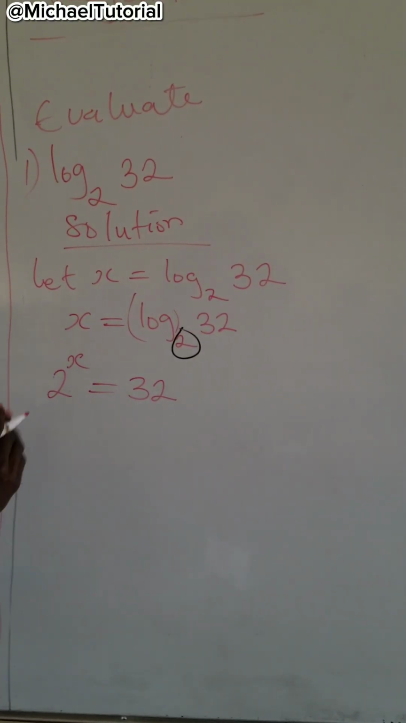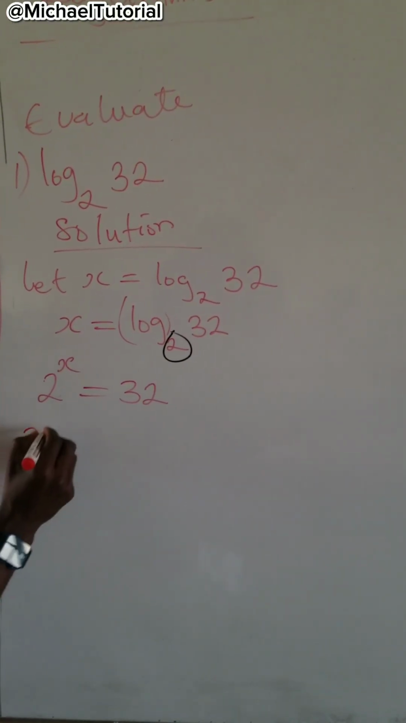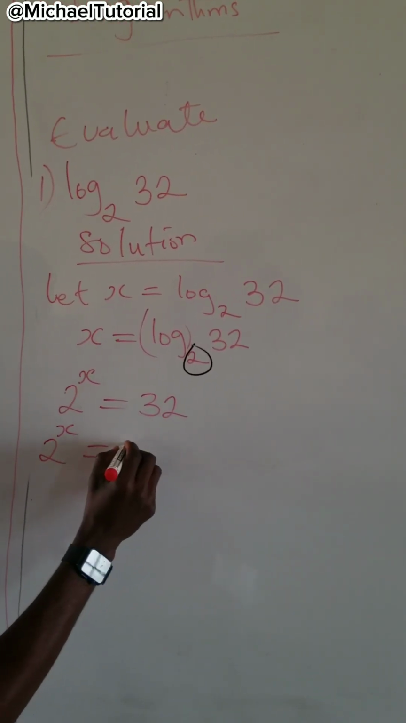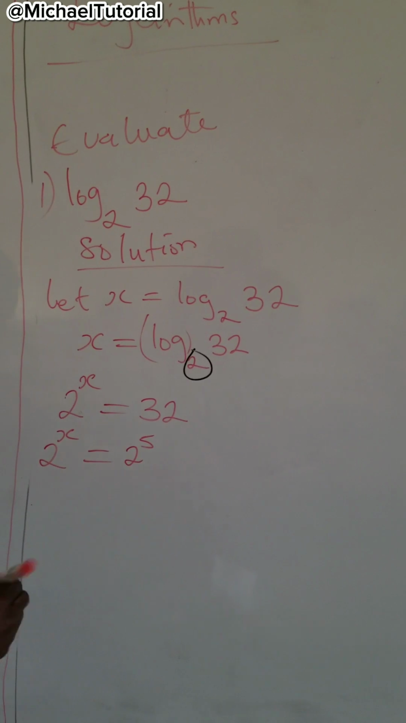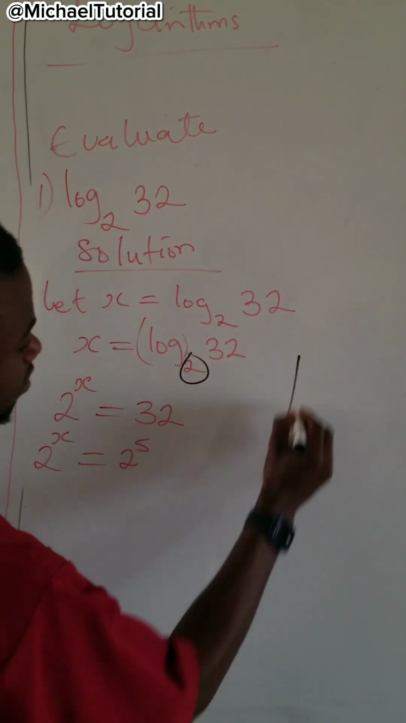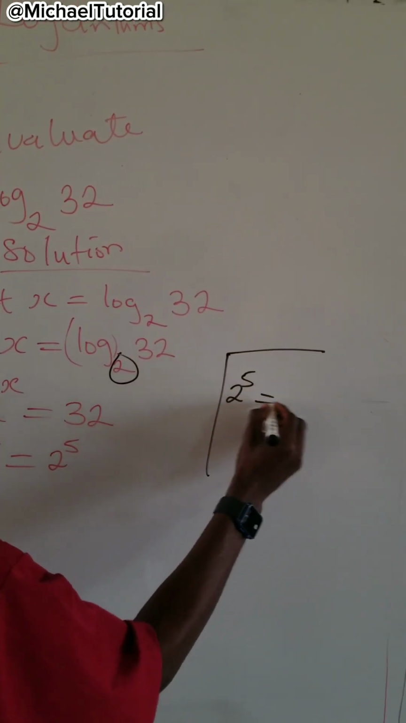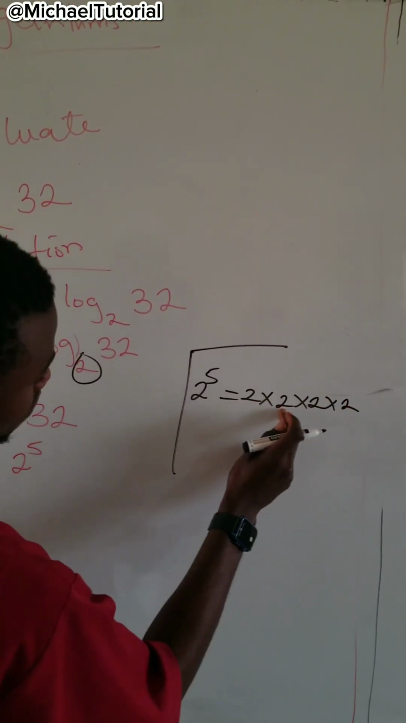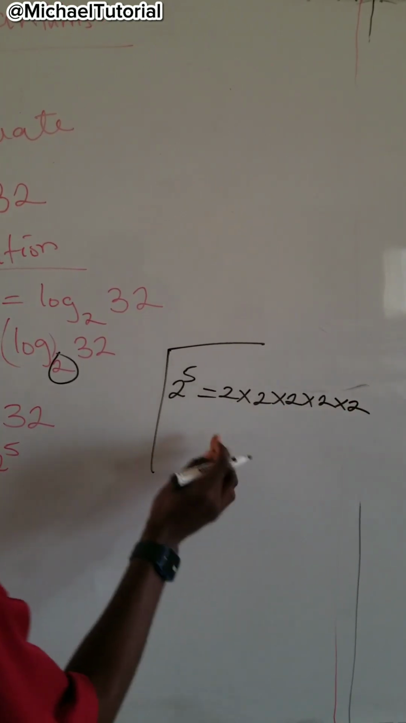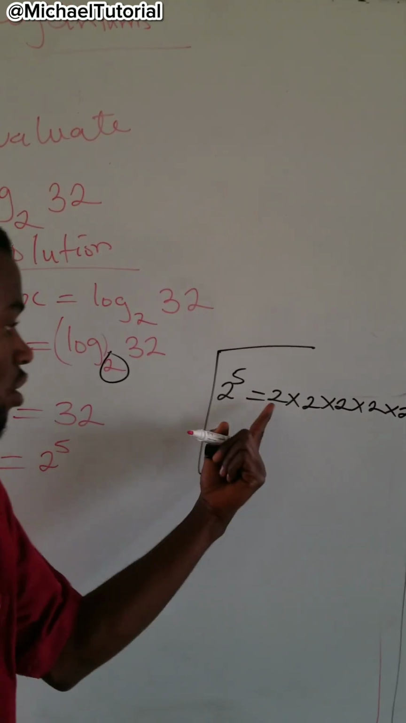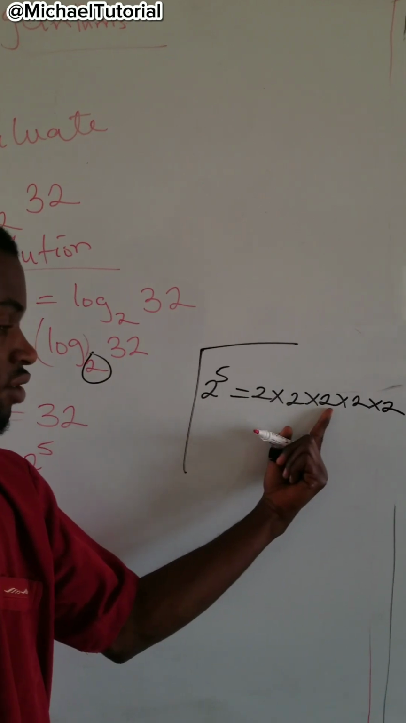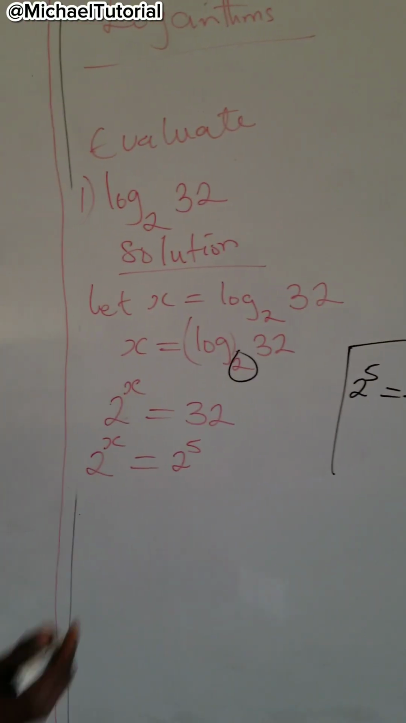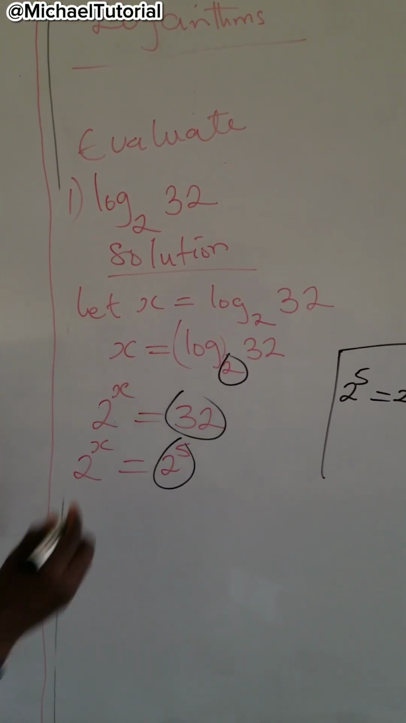So we have 2 to the power of x is equal to 2 to the power of 5. Let me do it here: 2 to the power of 5 is equal to 2 times 2 times 2 times 2 times 2, in 5 places, and if you do this you have 32. 2 times 2 will give us 4. 4 times 2 will give us 8. 8 times 2 will give us 16. 16 times 2 will give us 32. So we can put this in place of 32.